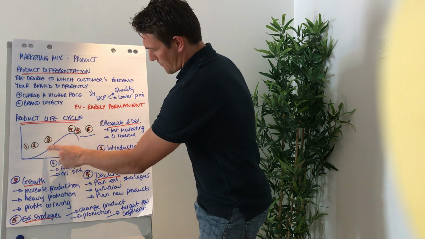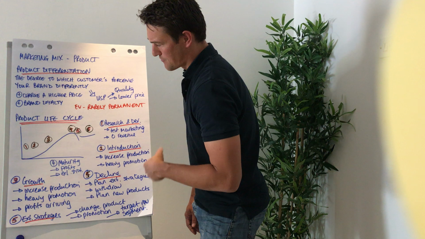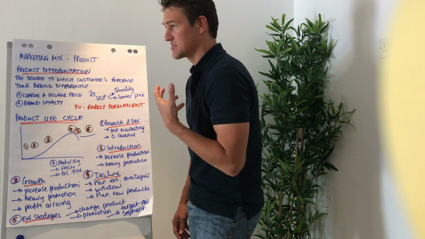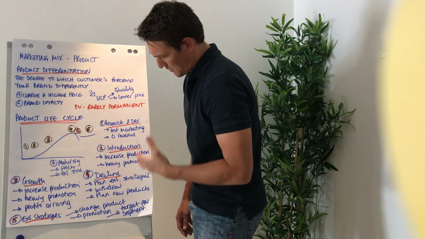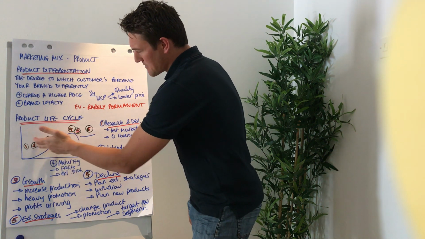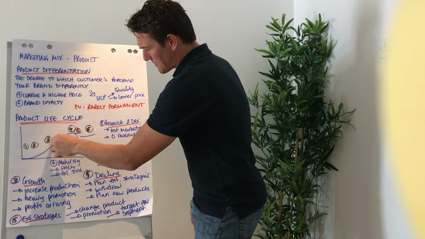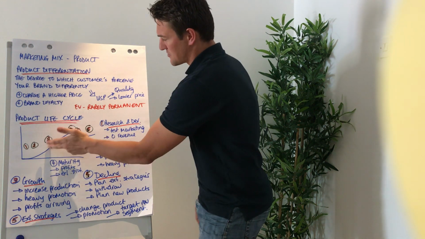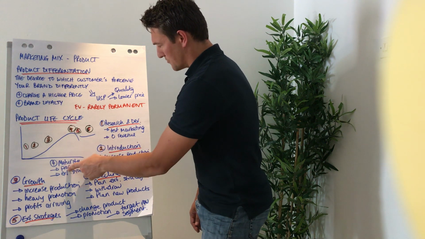Number 3, growth. Okay, so growth. Production's massively increasing now. The product is becoming known. We're promoting heavily. We're trying to establish our market share. We're doing lots of advertising. Profits may be arriving here, they may not be, depends on the product. But essentially revenue is increasing rapidly, and we're focused on advertising because we're trying to get the revenue all the way up to maturity.